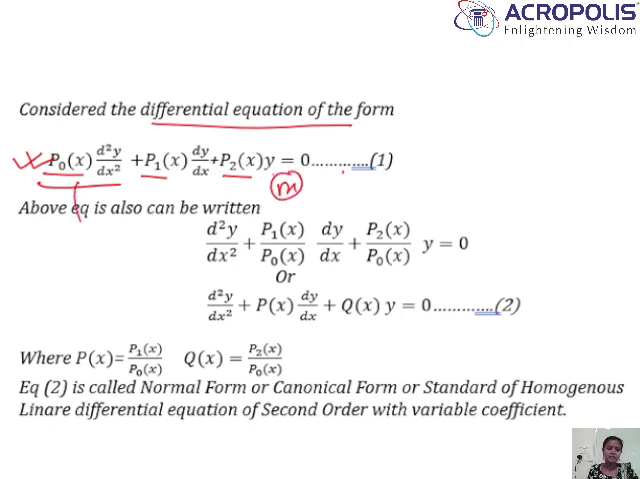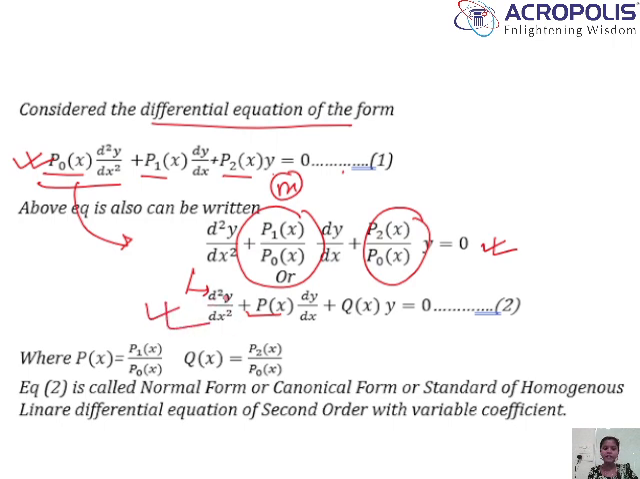Because p naught of x, p1 of x and p2 of x are all functions of the variable x. The above differential equation can also be written, when you divide the whole equation by p naught of x, as d2y by dx square plus p1 of x upon p naught of x dy by dx plus p2 of x upon p naught of x into y equal to 0. Now when we substitute these values as p of x and q of x, the equation becomes the standard form d2y by dx square plus p of x dy by dx plus q of x into y equal to 0.